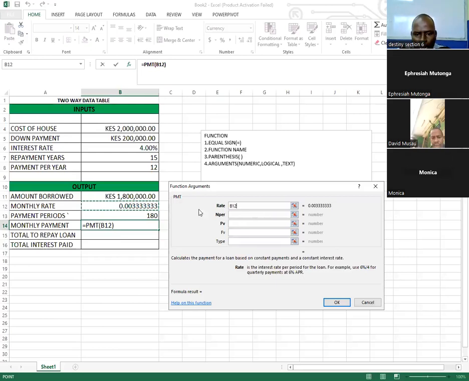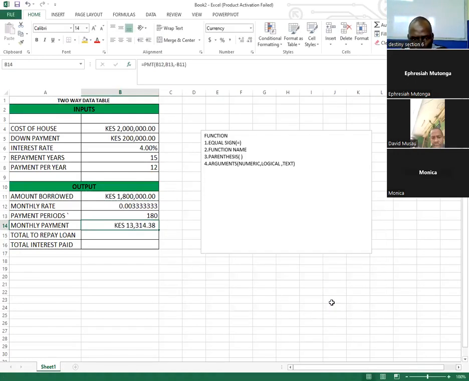So you see, the number of periods is 180, and then the present value always has to start with a negative, otherwise your answer will be negative and it won't make sense. So when we get to present value, you always start with a negative. So a negative, our present value we said is 100, the amount of loan borrowed, and then I just click OK.